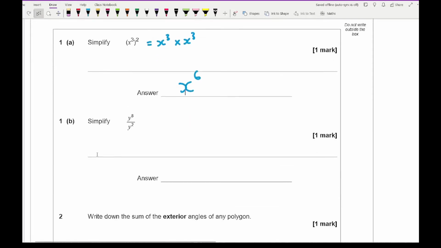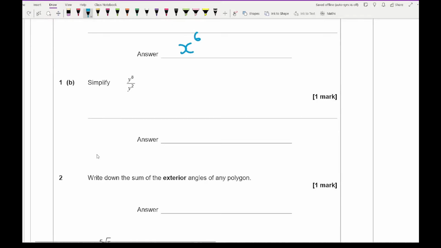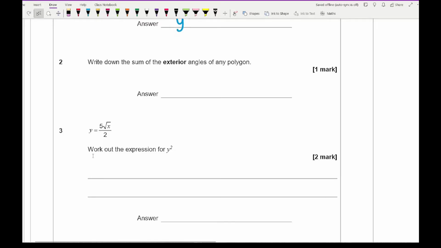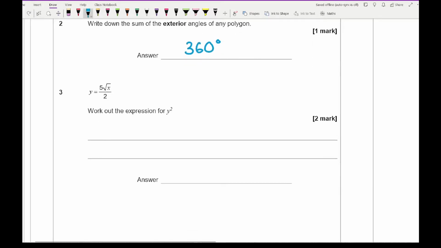For question B, when we're dividing, we take away the powers, so this is going to be y, and it's going to be 8 minus 2, which then gives us y to the power of 6. Question 2 then says write down the sum of all exterior angles in any polygon. Well, this is a common fact: all exterior angles in any polygon add up to 360 degrees.